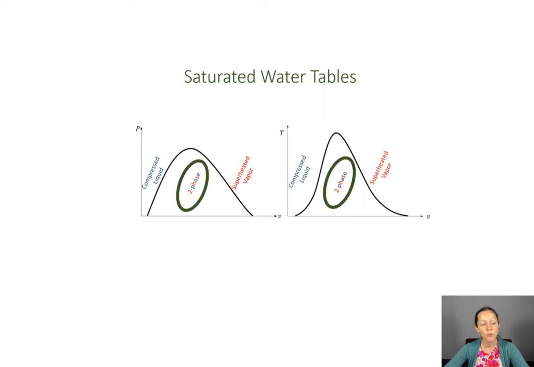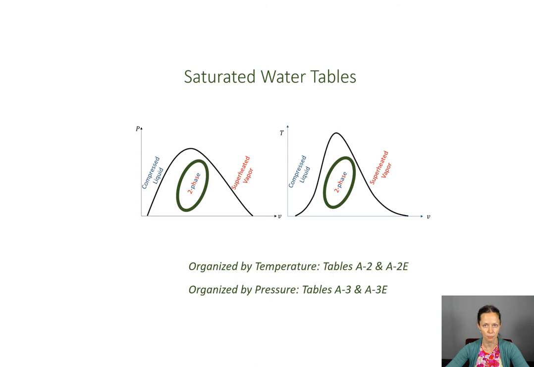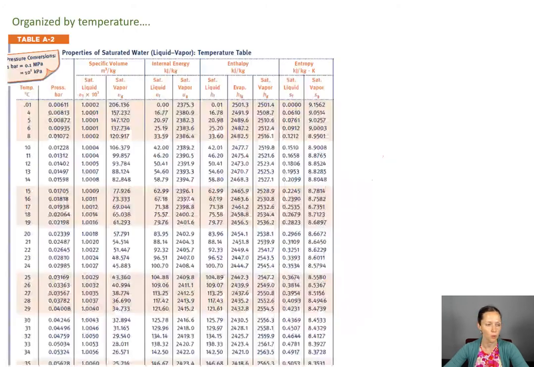So if you're in the two-phase region, if you're underneath the dome or you're on the dome, these are the tables that you're going to pull property data out of. And you have two sets of tables in your book. One set is organized by temperature, and you have tables in SI units, which is A2, and English units, which is A2E. And then you've got tables that are organized by pressure. These are the exact same information. So one of those tables just might be more convenient for you to use. And you'll get an idea of what that means as we go through.